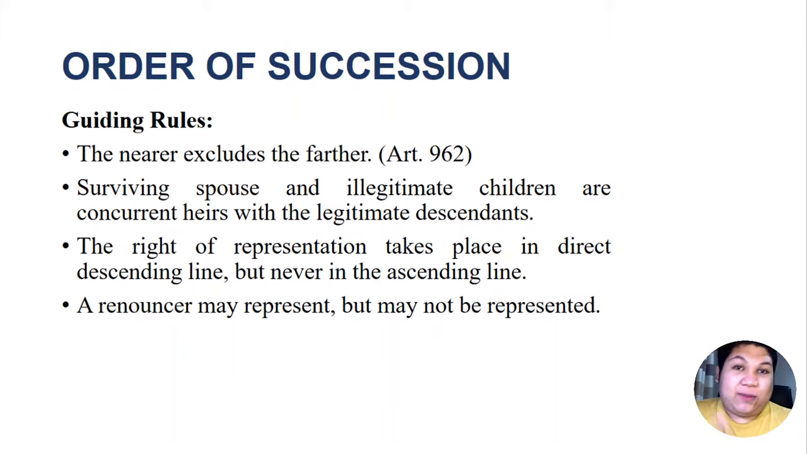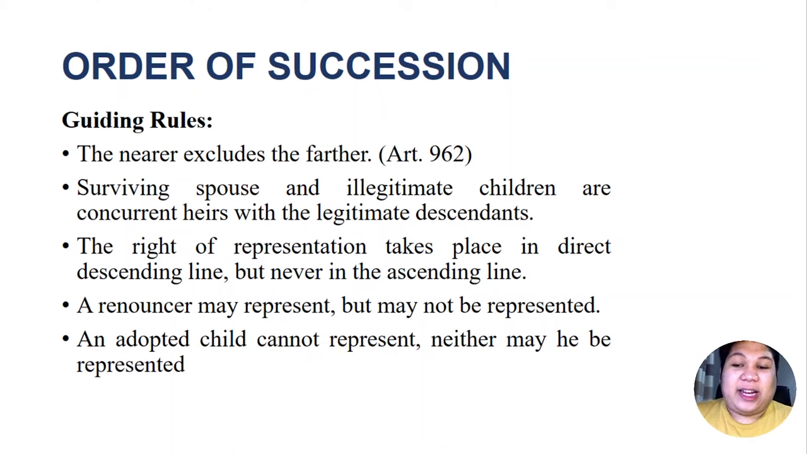If between C and D, one is already dead, for example C is already dead, and B renounced his right, B may represent C to claim C's right, even despite the fact that B renounced his right in favor of the two. However, no other person could represent B in his right to claim the estate of A, their father, because he has already waived or renounced his right and he cannot be represented for that.